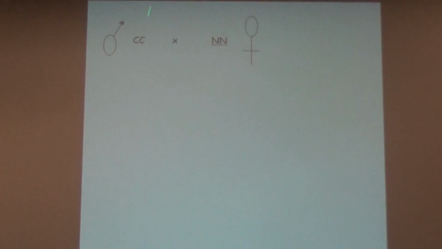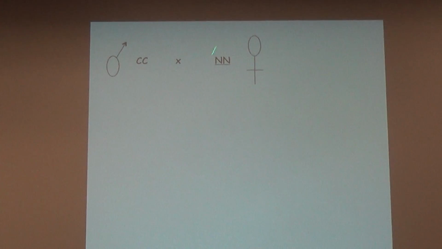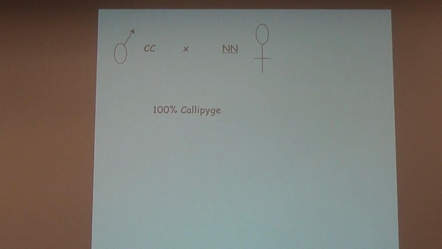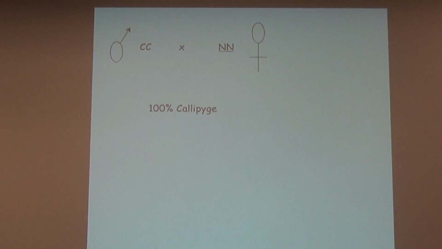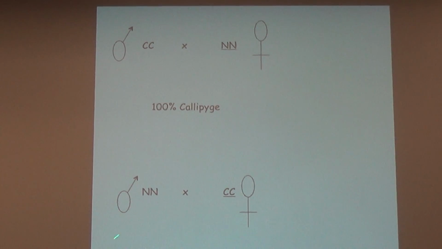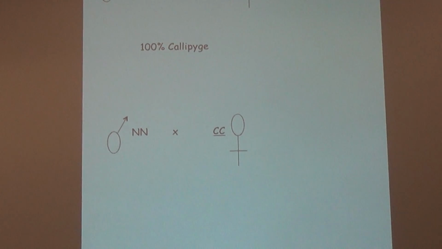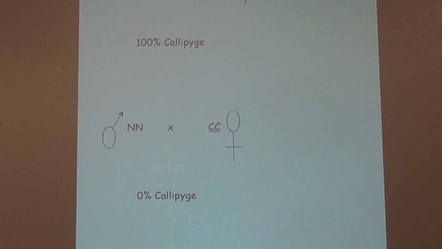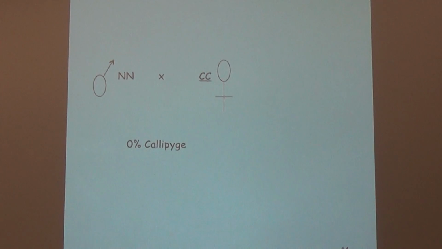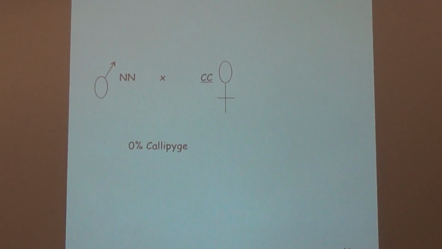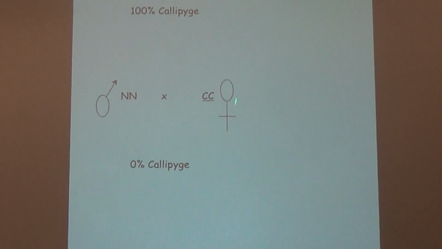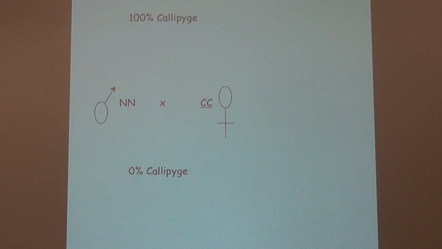They took a homozygous CC male and crossed it to a homozygous NN female: 100% Callipyge, as you would expect. They do the reciprocal cross, homozygous NN male crossed to homozygous CC female: 0% Callipyge, 100% normal. So it depends on the mutant gene: if it's coming from the father, the progeny can have it. If it comes from the mother, the progeny don't express it.